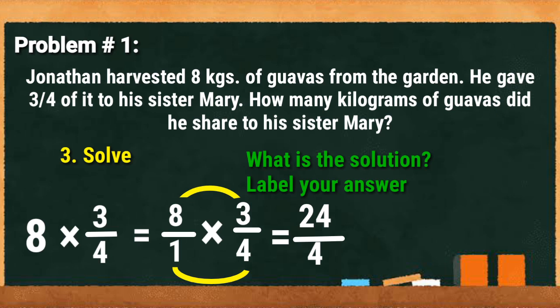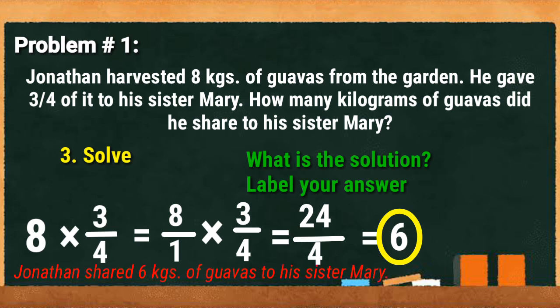No. We can still reduce it to lowest term, or we can still simplify it, because 24 over 4 is an improper fraction. So we can simplify it by dividing the numerator by your denominator. So 24 divided by 4. 24 divided by 4 is 6 without remainder. So your answer here is 6. And your final answer is Jonathan shared 6 kilograms of guavas to his sister.